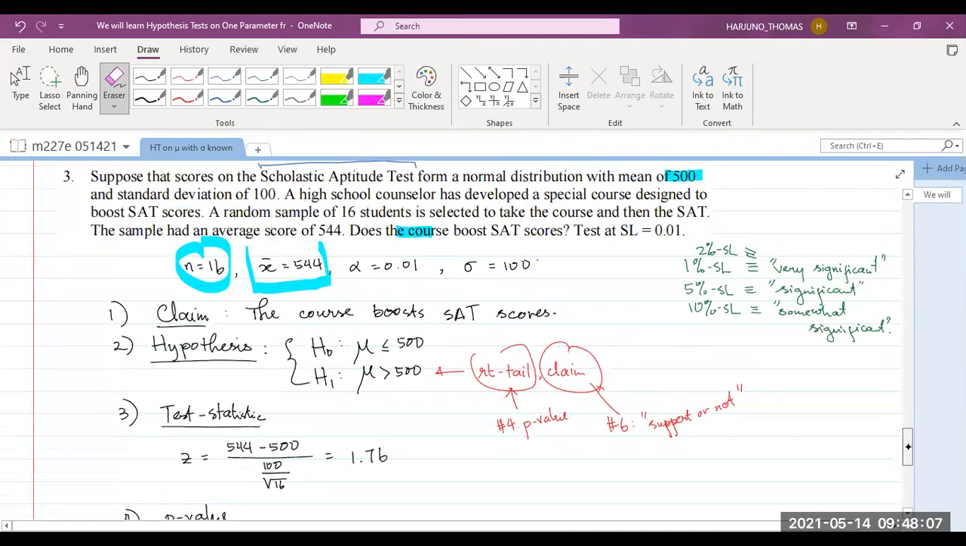Now, I try to expose you to the wording being used in practice. When they say very significant, what does it mean? What is the difference between very significant and significant? In statistics, the words significant and very significant actually represent certain numbers.